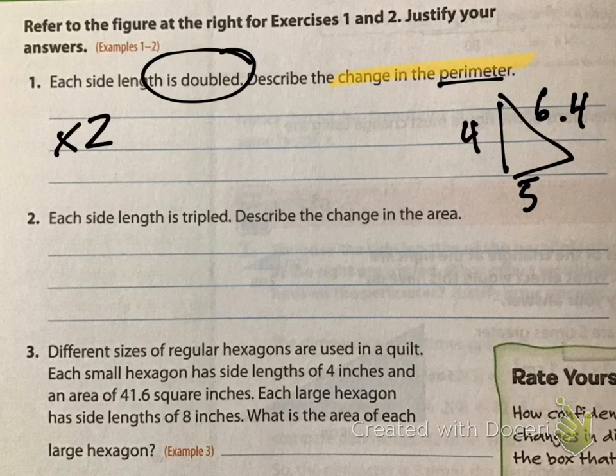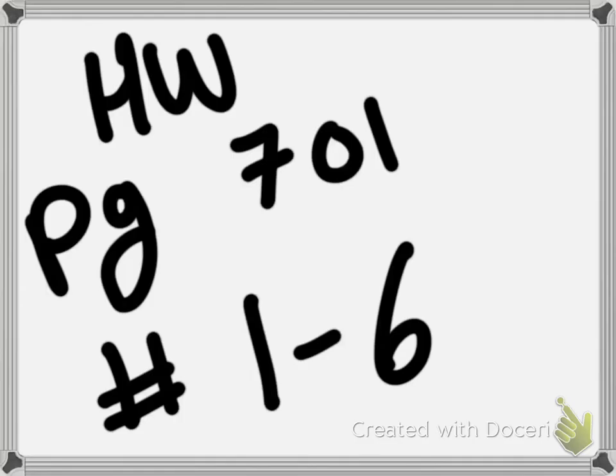But what about this one? Each side length is tripled. What's the change in the area, Michelle? I got the area multiplied by 9. Yeah, by 9 or by 3 squared. Your homework is page 701, numbers 1 through 6.